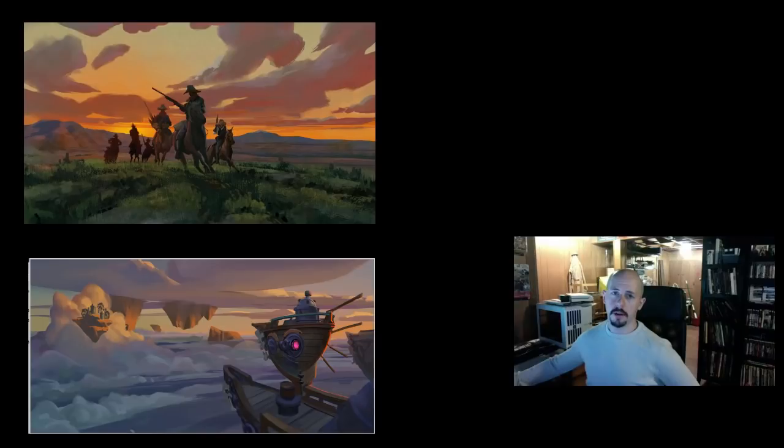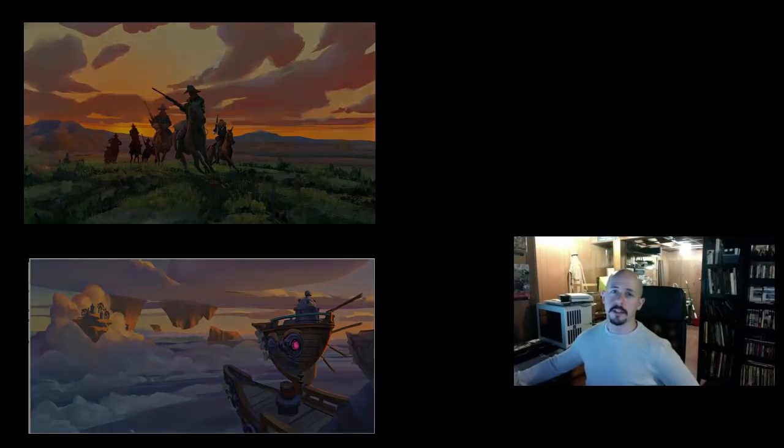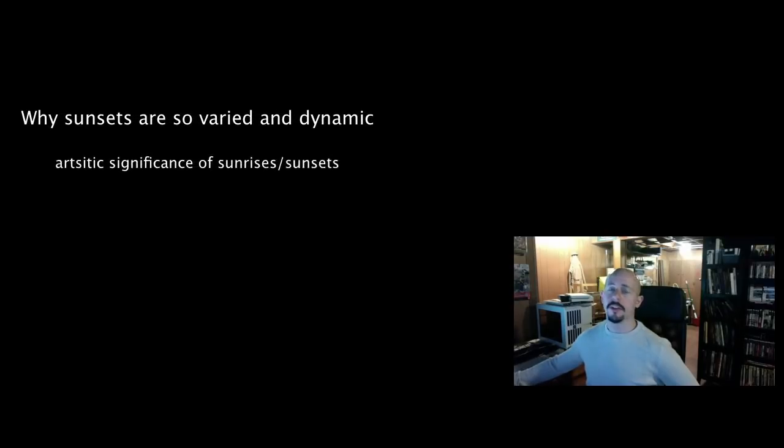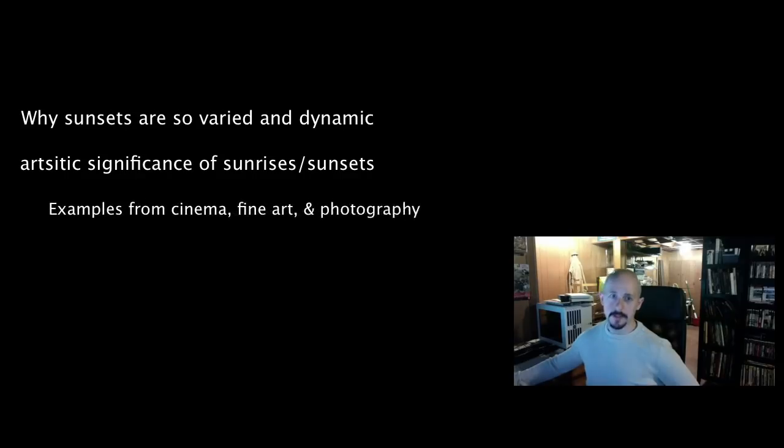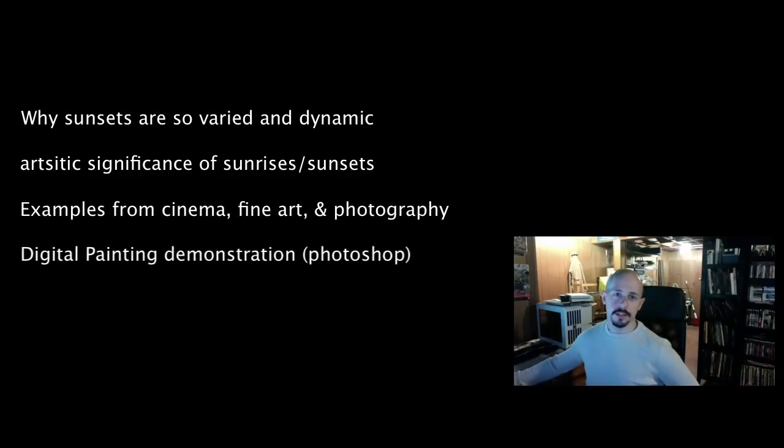Now this is the third part in my sky painting series, so if you missed one and two, I do recommend going back and checking them out to catch up to speed. In this one, I'll be focusing on sunsets and some sunrises. I'll be mentioning why they're so varied and dynamic, and their artistic significance. I'll be going through plenty of examples from cinema, fine art, and photography, and we'll be ending with a digital painting demonstration in Photoshop. So let's begin.